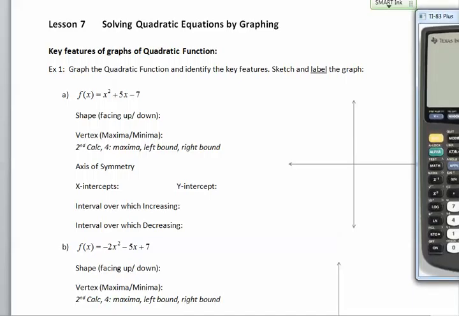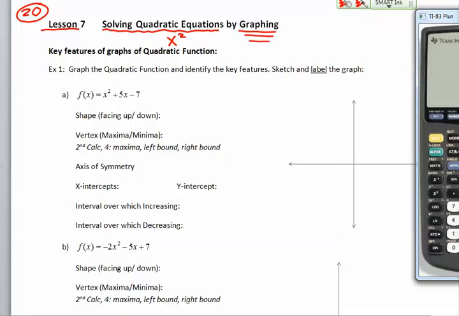All right, y'all. So we are on lesson 7. This is page 20 of your notes packet. Today, what we're going to work on is solving quadratic equations. Remember, that's an equation with an x squared as the highest exponent. And we're going to solve today by graphing.